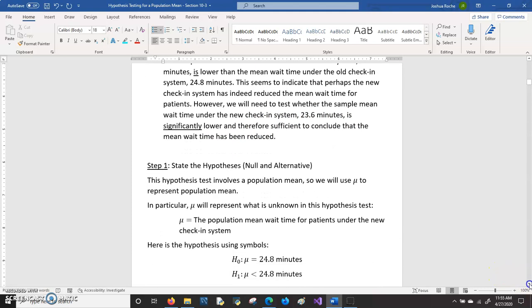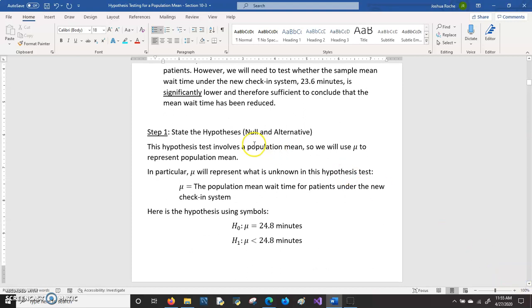Our first step is to state the hypotheses. This hypothesis involves a population mean, and for that reason, now we'll use the symbol mu. In particular, mu is going to represent the unknown of this hypothesis test, and the unknown is the population mean wait time for patients under this new check-in system.